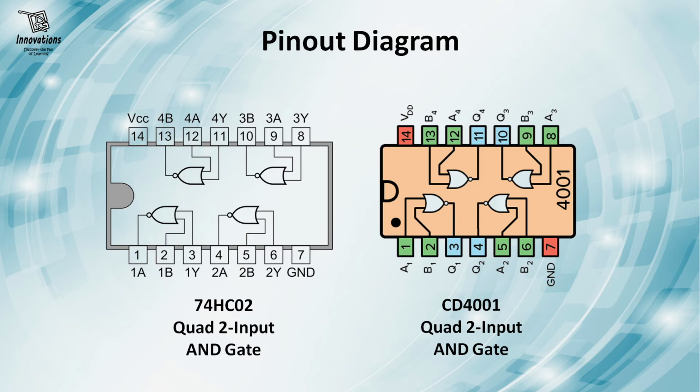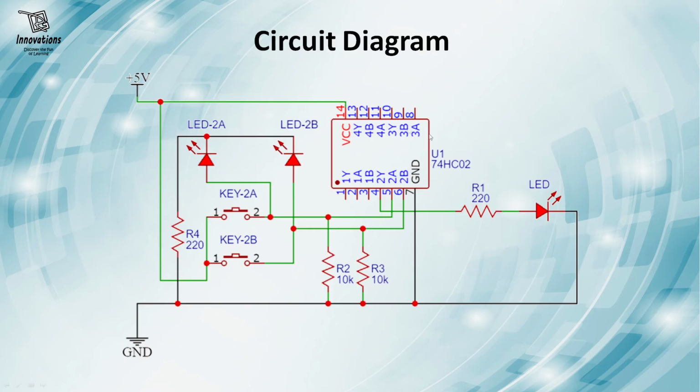Now let us have a look at the circuit diagram. This is the circuit diagram that will be used to test the IC functionality. We have shown it using 7402 since the pin configuration for 7402 and 4001 are the same for these three pins. So we are using two switches, that is key pin 2A and 2B. These two will be used for providing the input to pin number 5 and 6, and these two switches are connected with LEDs to indicate the input status.